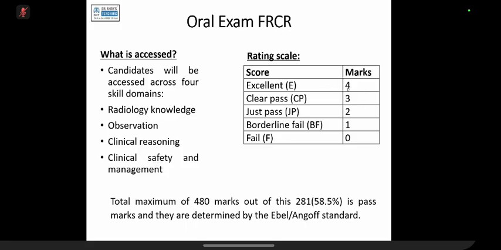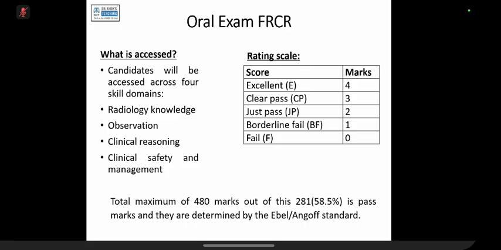In real terms, excellent gives you 4 marks, so 4 is the maximum. In radiology knowledge, you can get 4. Observation, you can get 4. Clinical reasoning, 4. Clinical safety and management, in one case, you can get 4. But if you are getting less, then this is going to be the mark sheet. Total marks are 480. Each examiner actually gives you 120 marks. We are now calculating 4 examiners here.